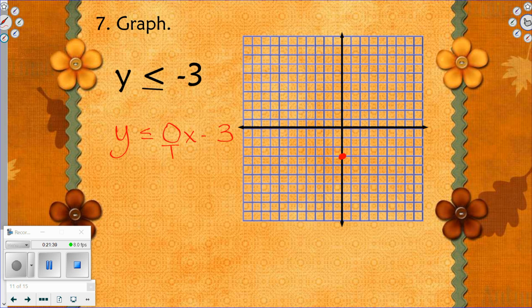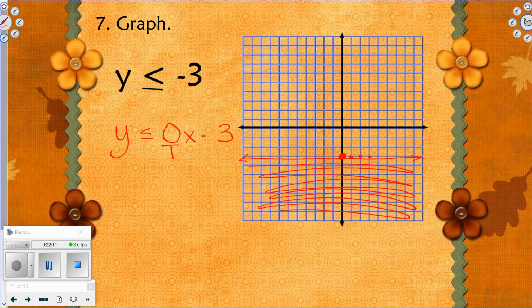So in other words, I'm going to rise 0 but run 1. Right? Rise 0 and run 1. So it's just going to be your horizontal line. Guys, if you only have an x or a y, right, I have one or the other, it's not an angled line. It's either straight up and down or it's horizontal. Solid or dotted? Solid. Above or below? Oh, we're below, you guys.